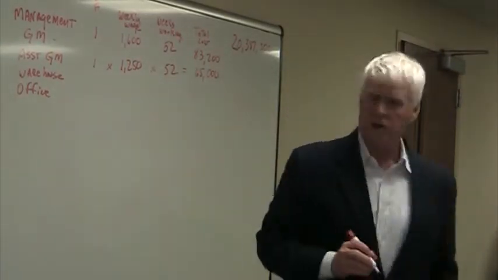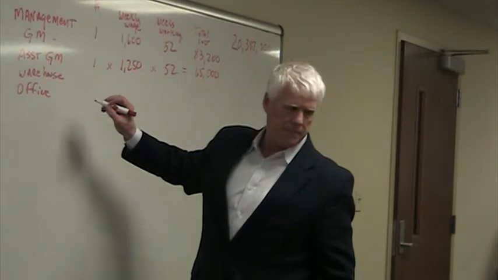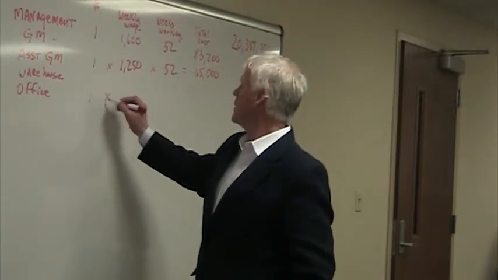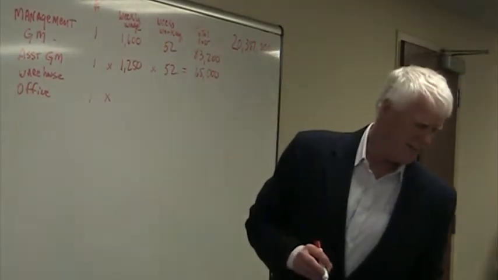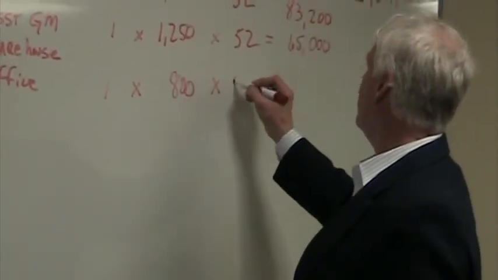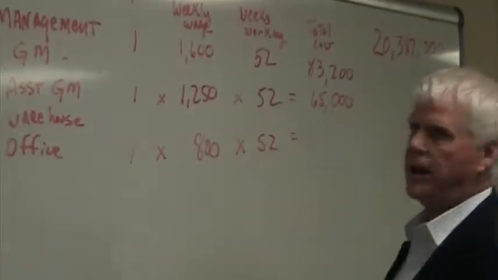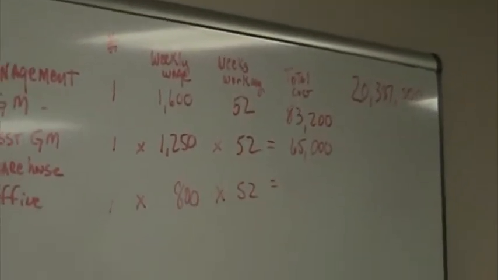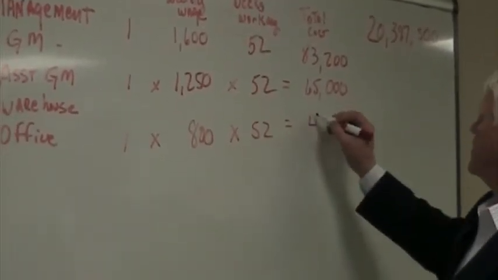All right, what else do we have? We got an office manager. We have one of those, right? And the office manager makes $800 a week. And they work 52 weeks. What does that equal? 41,600. 41,600?